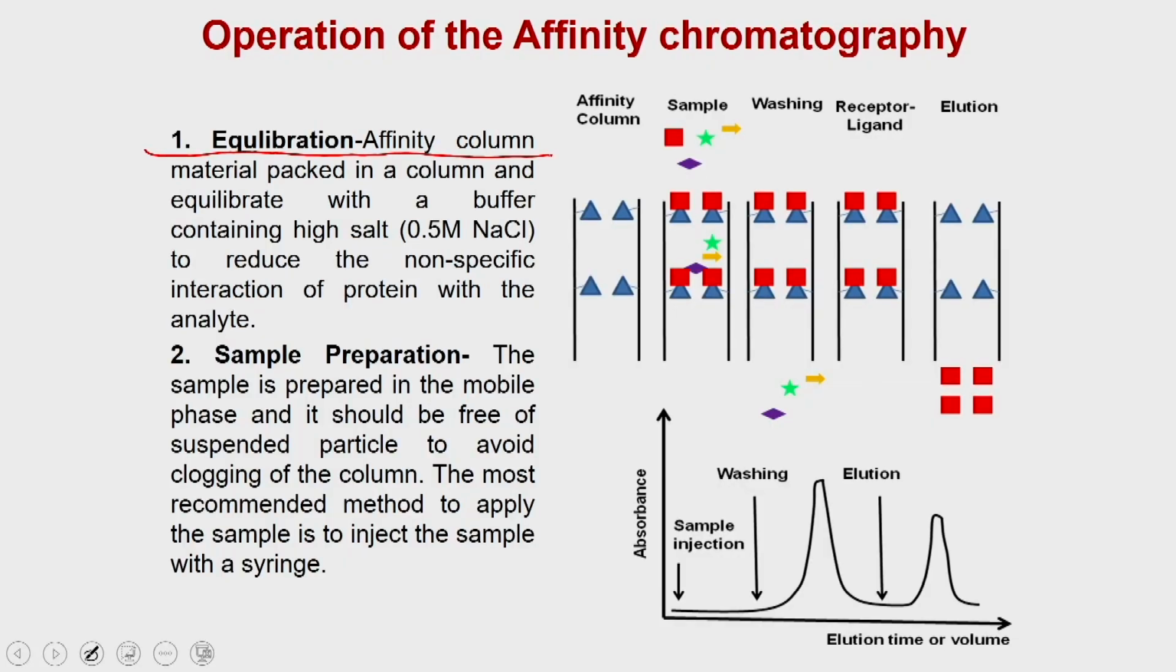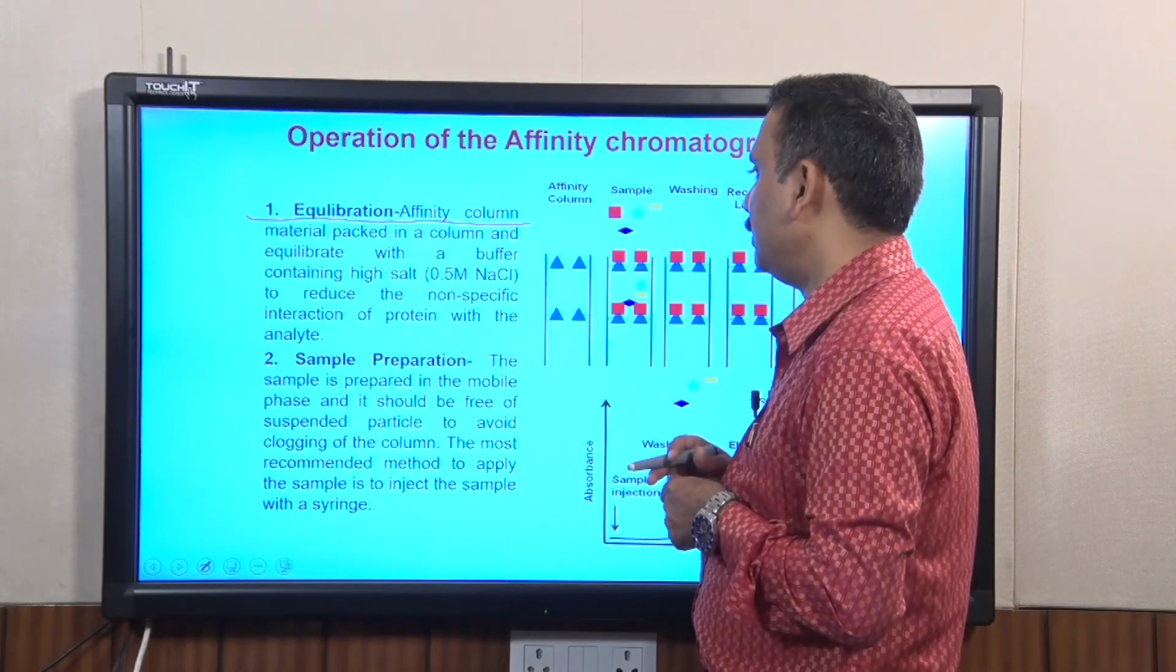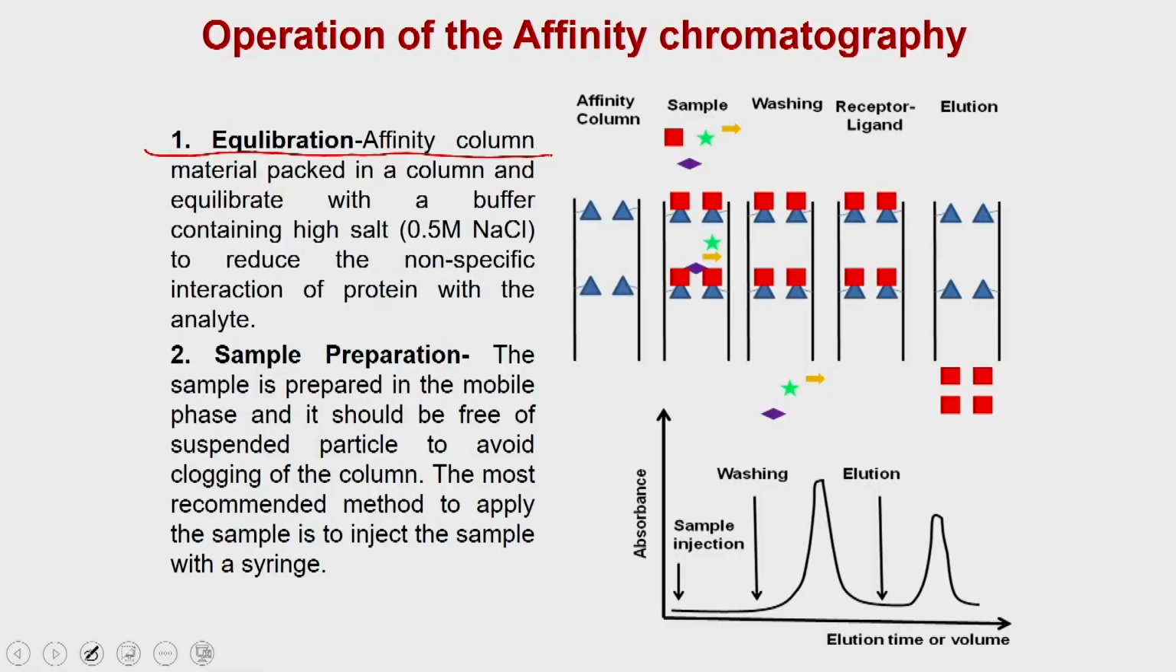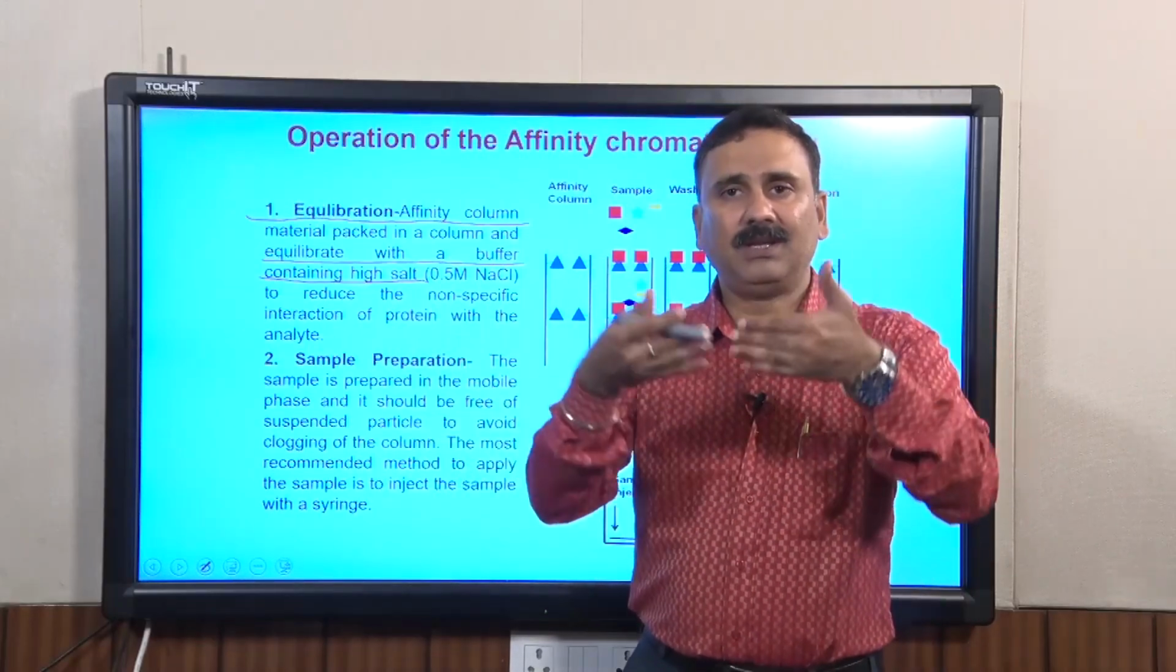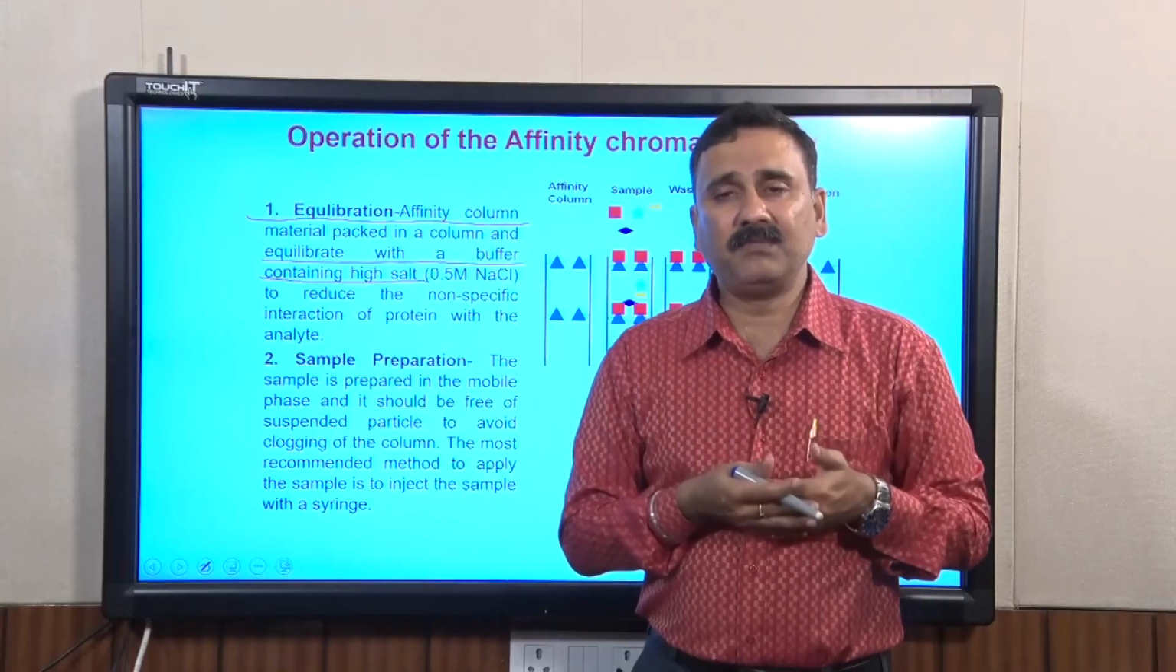Once you have prepared the affinity matrix, you are going to pack the column into a tube, and then you are going to equilibrate that with a buffer containing high salt. Remember that the affinity is very exclusive. So, it is ligand versus receptor. That is why you keep the salt high enough to disrupt the non-specific interaction, but it should not be so high that it disrupts the interaction between the ligand and protein or ligand and receptors.